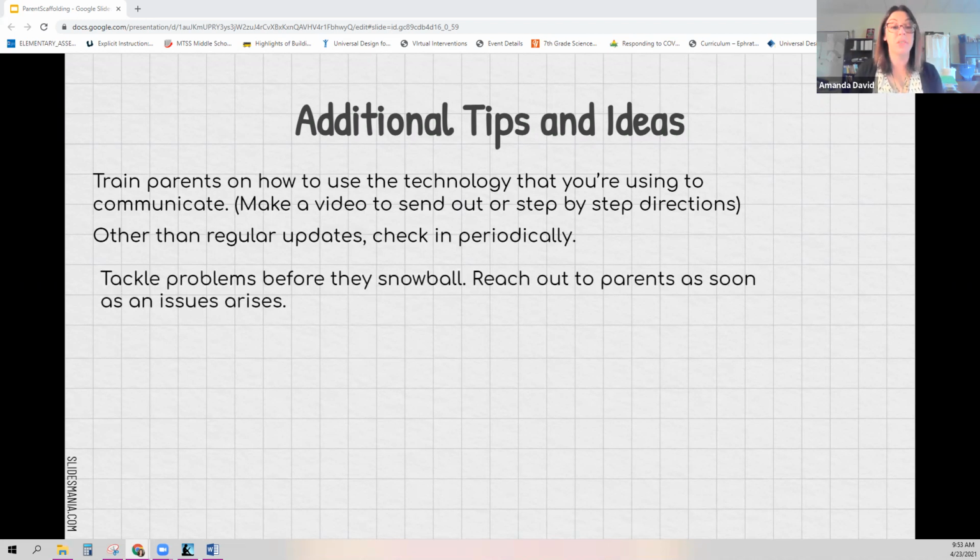Tackle problems before they snowball and reach out to parents as soon as possible when the issue arises. Get in front of it before it gets in front of you. That was always a saying that I would hear.